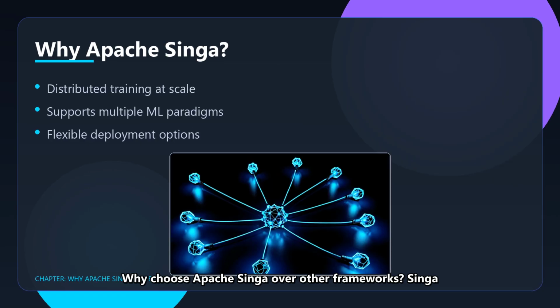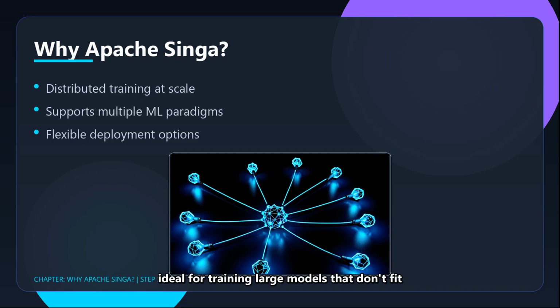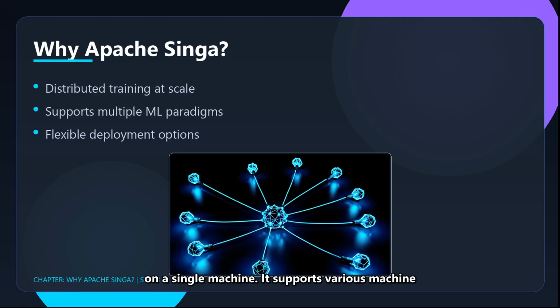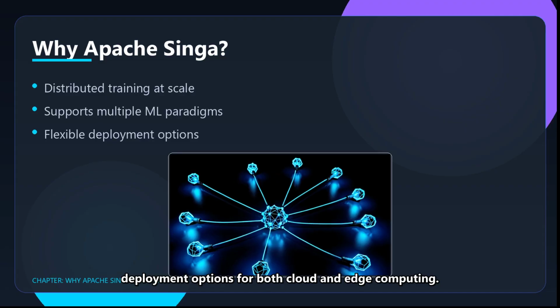Why choose Apache Singa over other frameworks? Singa is specifically designed for distributed environments, making it ideal for training large models that don't fit on a single machine. It supports various machine learning paradigms, including deep learning, and offers flexible deployment options for both cloud and edge computing.